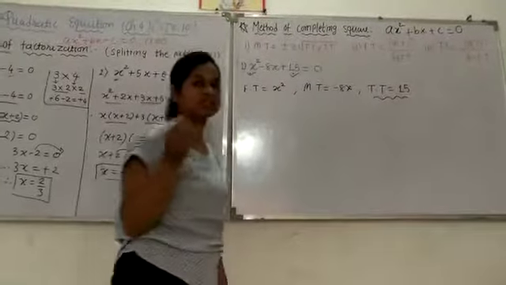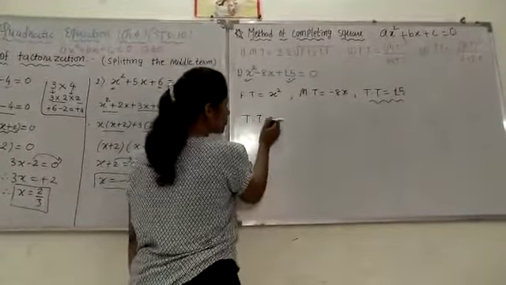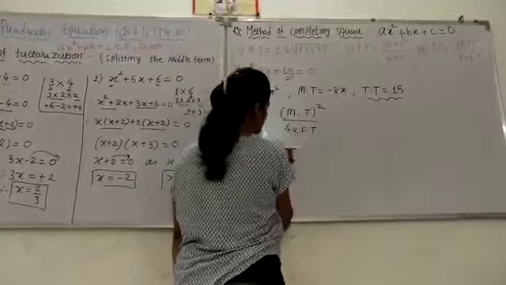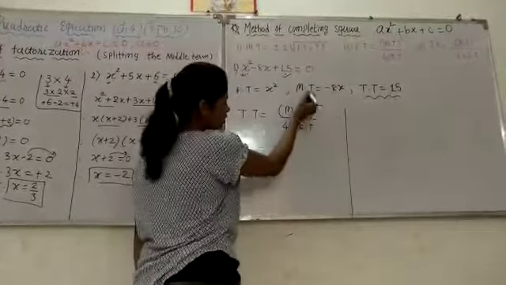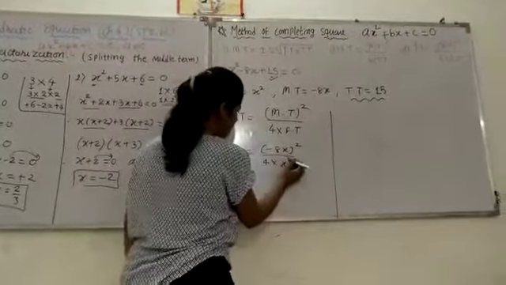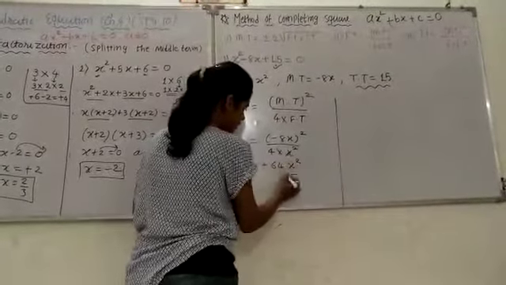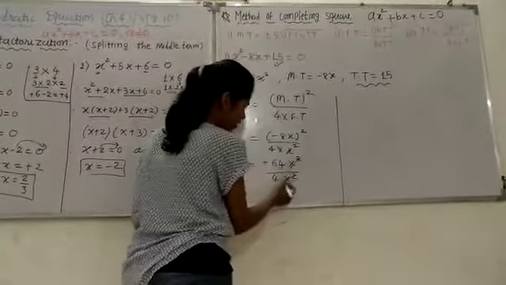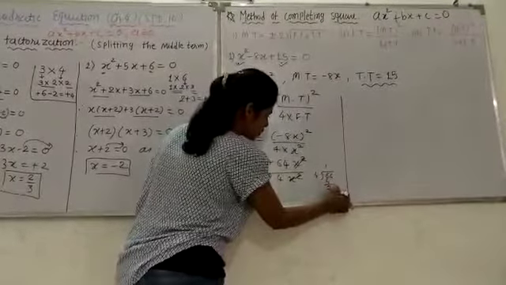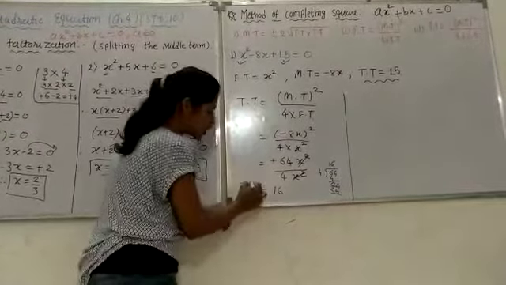You want to adjust this third term, so you should apply the third term formula. Your third term formula is middle term square upon 4 into first term. So what is your middle term? Minus 8x, its square, upon 4 into first term, which is x square. Minus square is plus, 8 square is 64, upon 4 into x square. X square cancels. 64 divided by 4: 4 ones are 4, 4 twos are 8, 4 sixes are 24... so here it is 16. This is your third term.